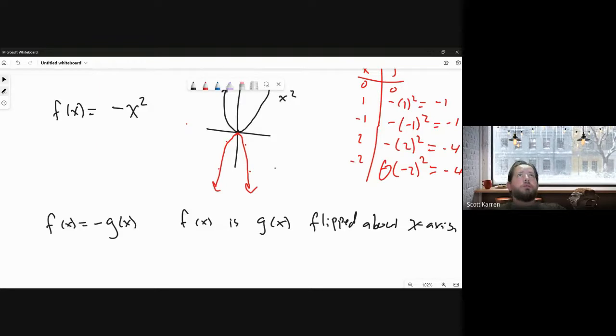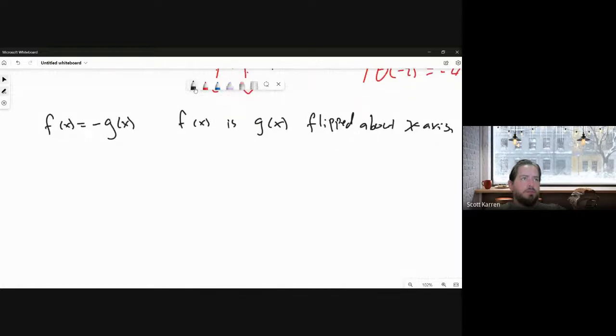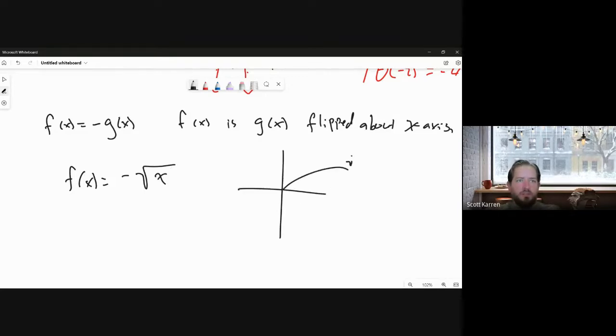Let's see, I want to do another one of those. We can graph f of x is, I don't know, negative square root of x. Then, of course, square root of x looks like this. But if I'm going to negative it, all I have to do is know that this thing is going to flip about the x-axis. And so this blue one down here is the opposite of the root of x. Right? And that's all it takes. It's just that one quick flip. You can justify it by going through x and y charts if you want, but it will definitely turn into a flip like that.